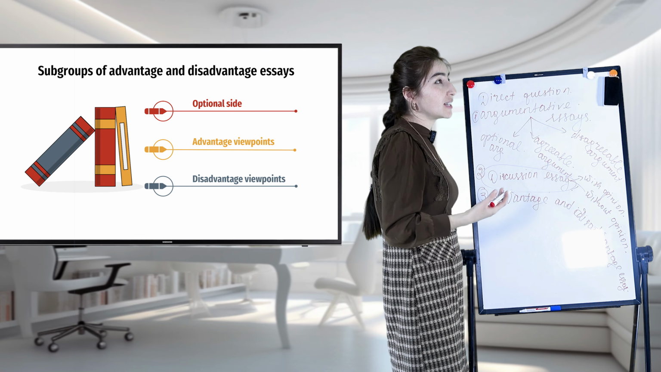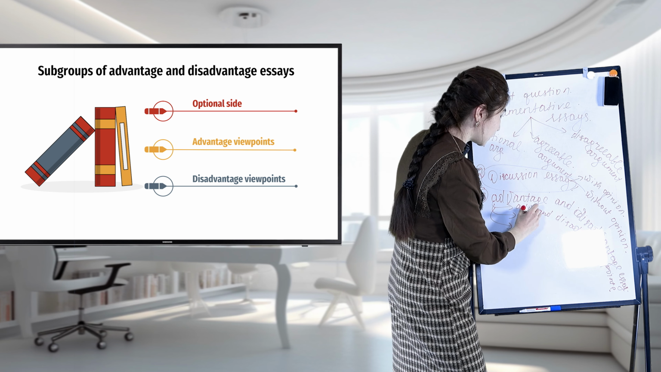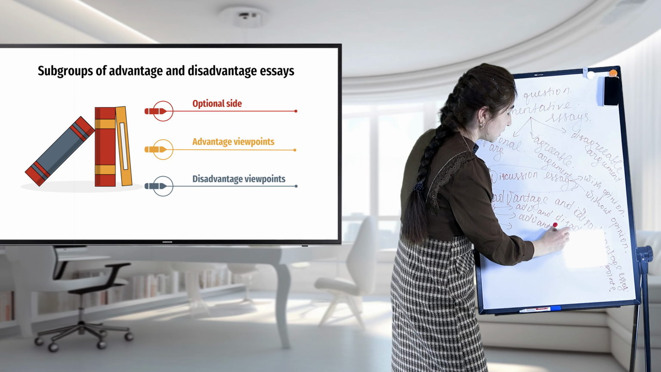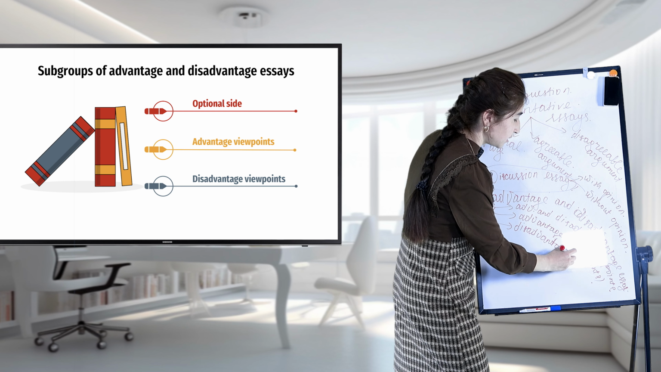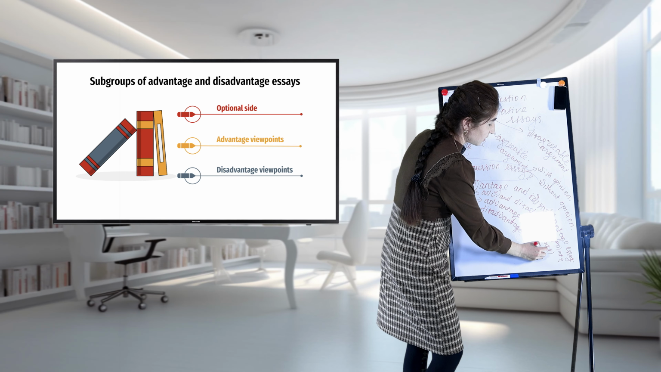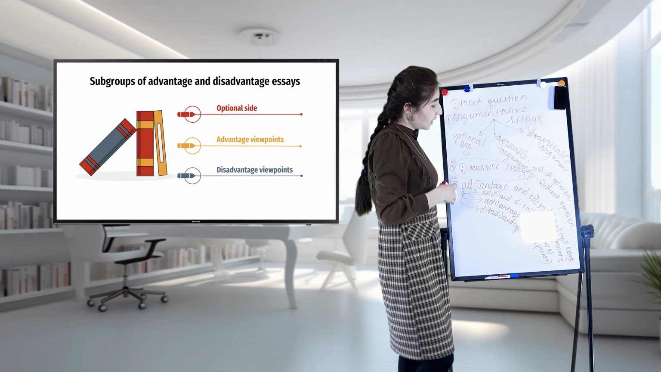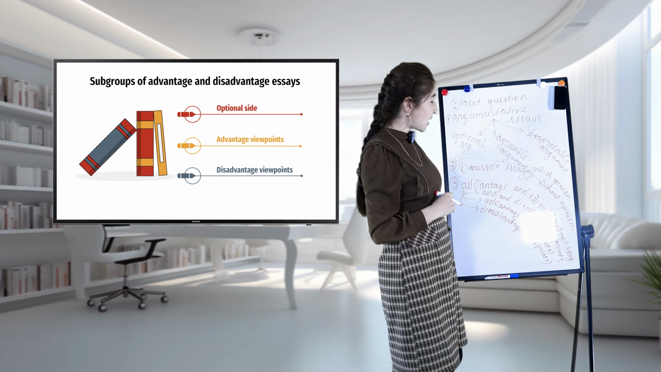The advantage and disadvantage essay is also divided, as I have mentioned, into three subgroups. They are advantage and disadvantage, then advantage points, or plus points, and the last one is disadvantage points, or another name is minus points.